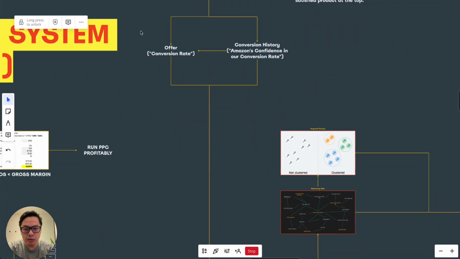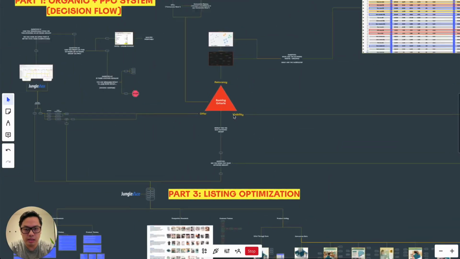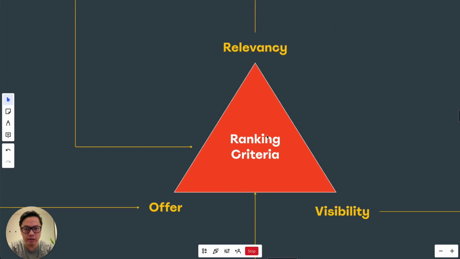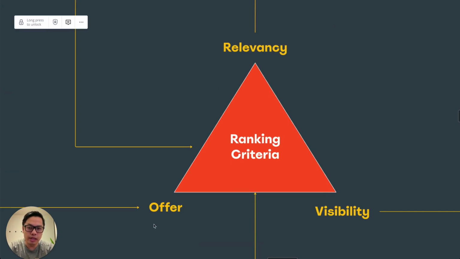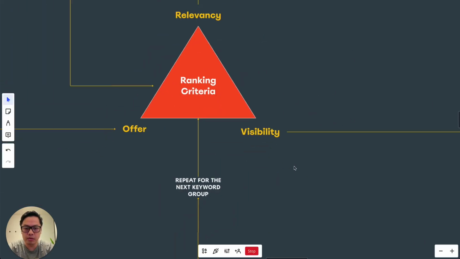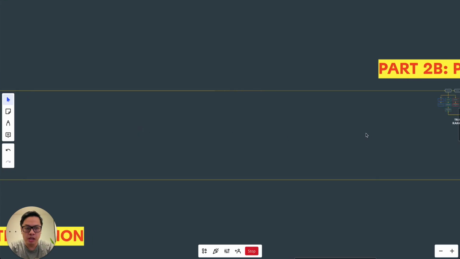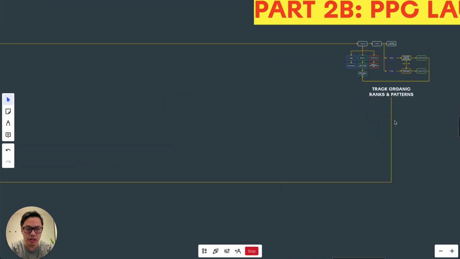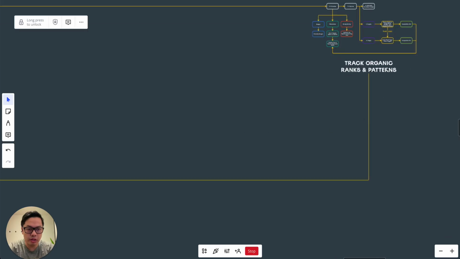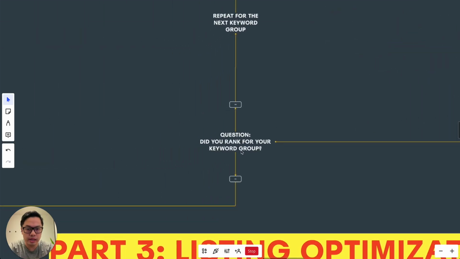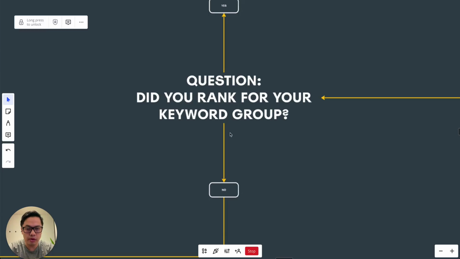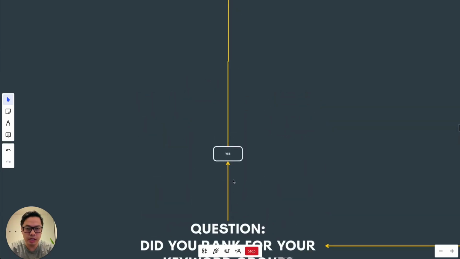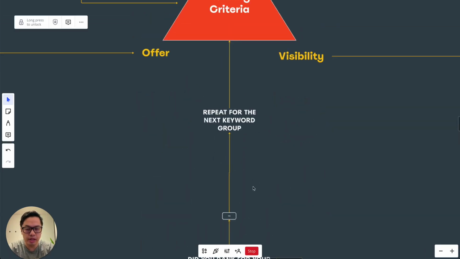With the offer in mind, coming back to our ranking criteria triangle, we know that we need the offer, we need relevancy, which is the keyword stuff, and we need visibility, which is the PPC stuff. Once we start launching, we generally get one of two results. Either the keyword or keyword group is ranked where we want it to be, in which case we repeat for the next keyword group.